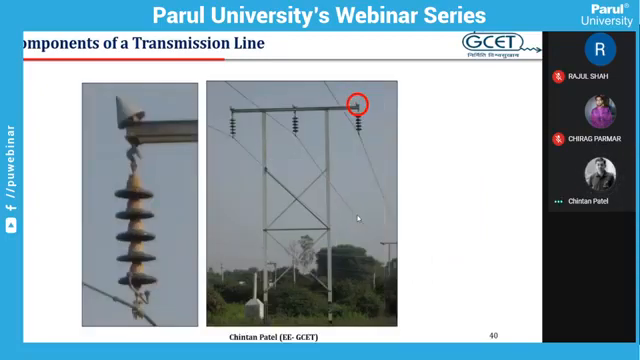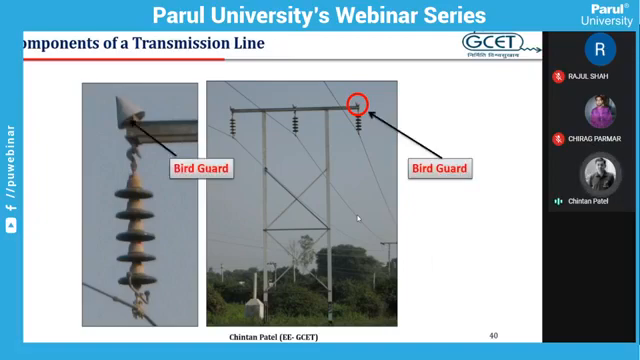Okay. The next component is very important. It is the cone shape component; you can see they are called the bird guard. Now, what is the function of the bird guard?